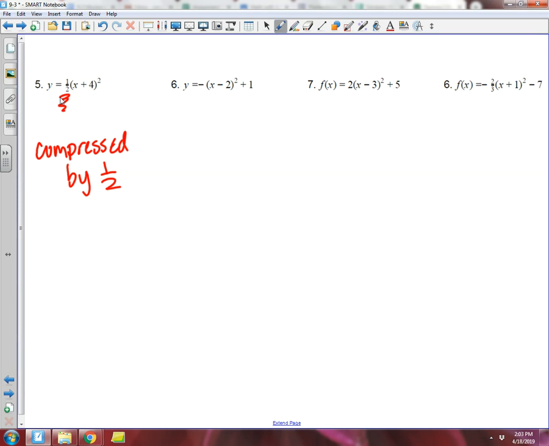She thinks left. What do you guys think? This is inside the parentheses, so it has to be left or right. And plus 4 is left 4. Wonderful. All right, how about a number 6? What happens?